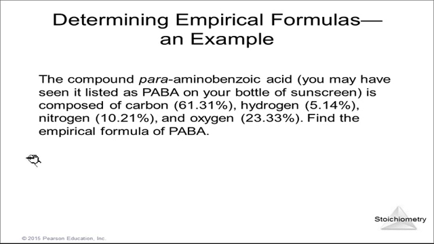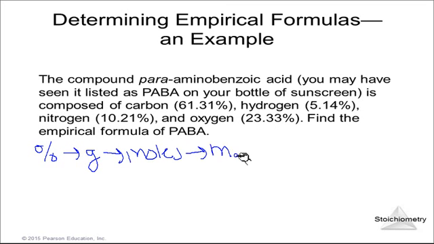So again, what am I going to do? I'm going to go from percent to grams just by assuming 100 grams. I'm then going to go from grams to moles using my formula weights, right? Using my periodic table and those definitions of what 1 mole of each of these atoms is. And then from moles, I'm going to calculate my mole ratio by dividing by the smallest number of moles, and that will give me what I need to make that empirical formula.